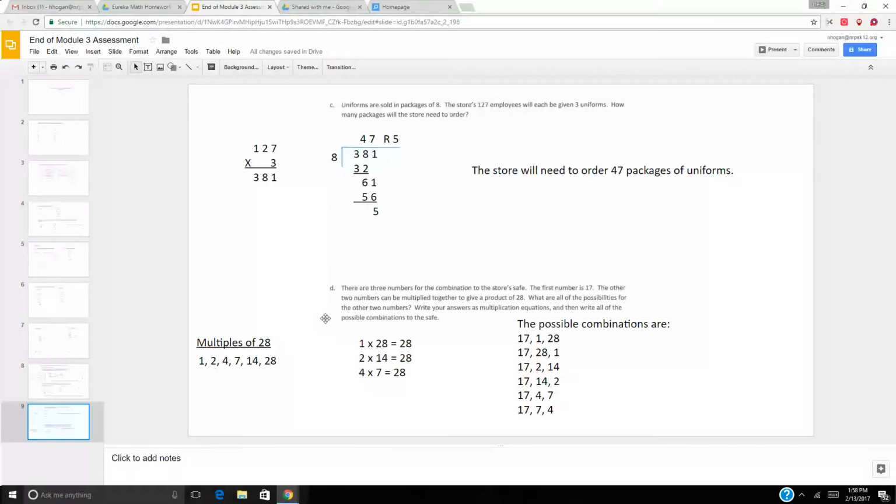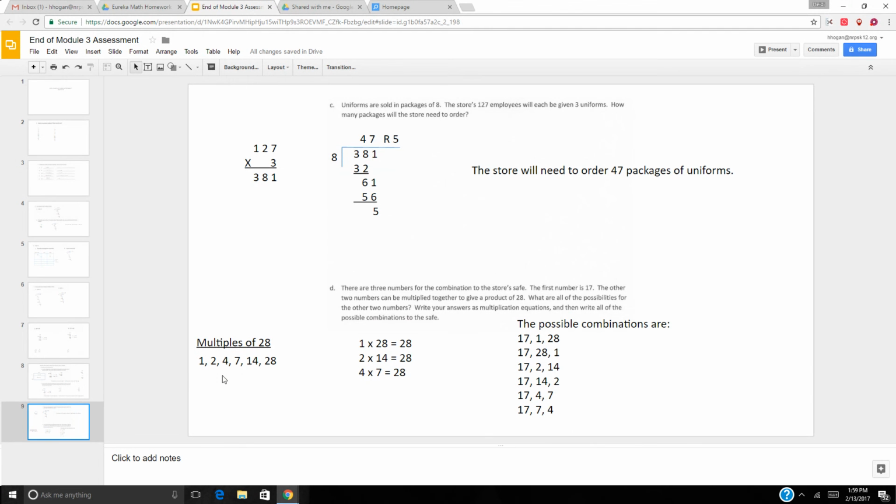And finally, there are 3 numbers for the combination of the store's safe. The first number is 17. We know that, okay? The other 2 numbers can be multiplied together to give a product of 28, which means it's the multiples of 28. What are the possibilities for the other 2 numbers? Write your answers as multiplication equations, and then write all of the possible combinations to the safe.